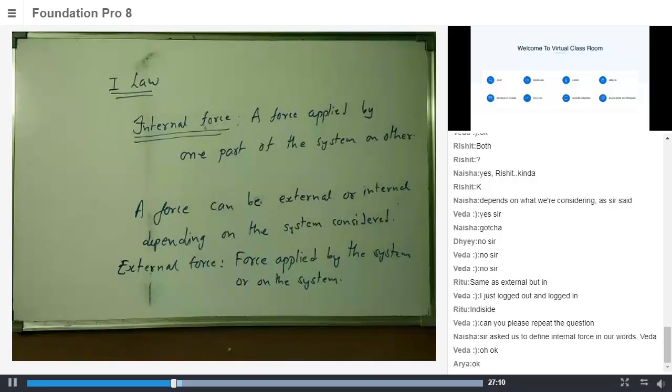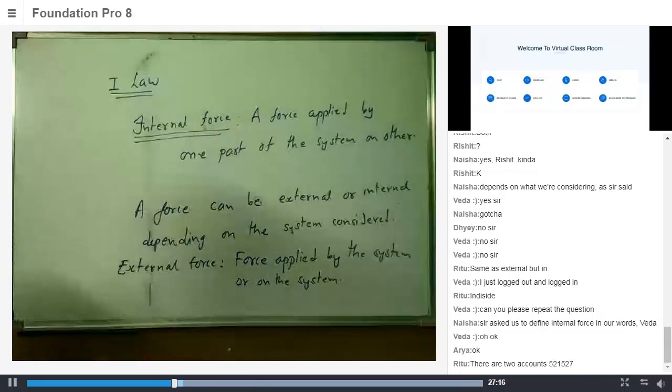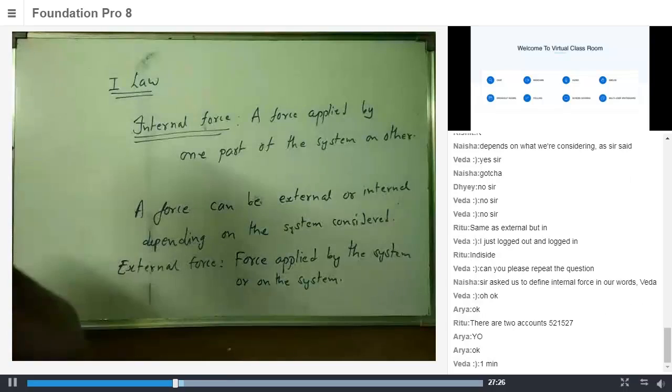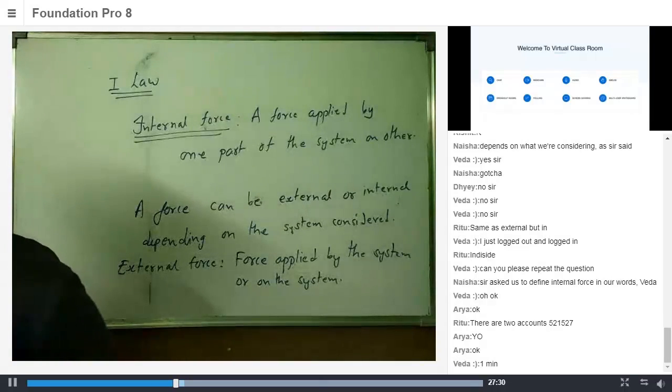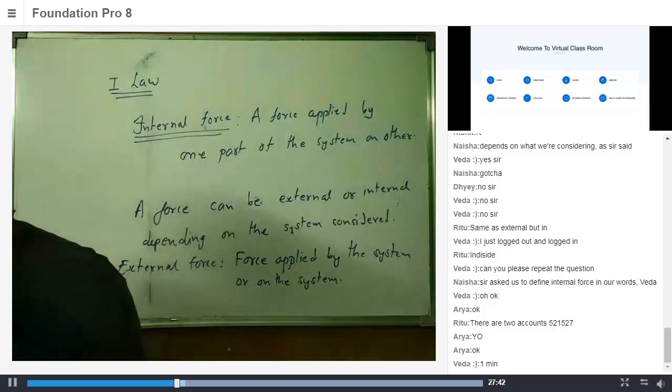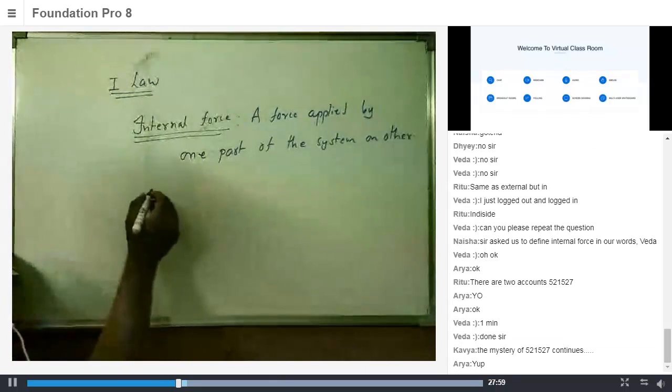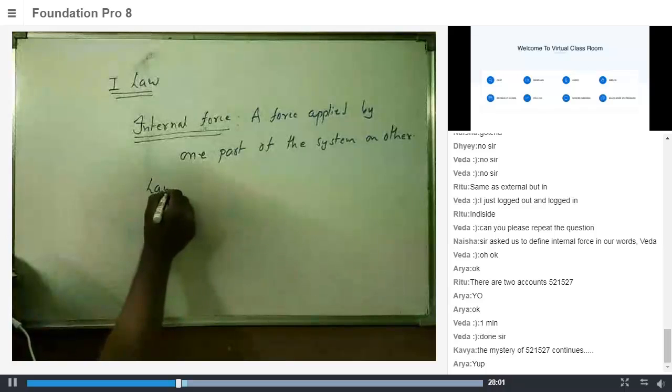Okay, so I hope that's clear. Internal and external forces. Fine. So after that, let's redefine inertia. Before defining the system, we can't be sure whether a force is external or internal. But once the system is defined, a force applied by the system or on the system is external, and a force applied by one part of the system on another is internal. Fine.